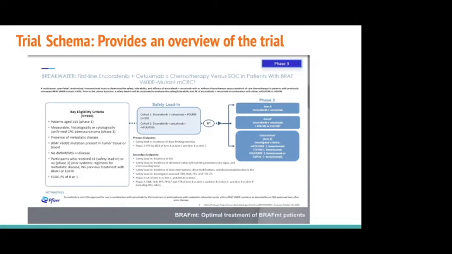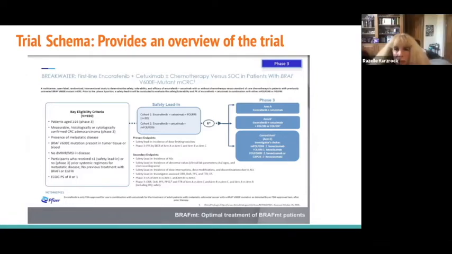Mm-hmm. And then I was wondering about the safety lead-in. When we see that, what are the things that we should keep in mind? Well, I think for the safety lead-in, the reason for that is because they're combining a lot of drugs together. So they're giving classic chemotherapy, but now they're adding in 2 targeted drugs, the encorafenib and the cetuximab. And that's true for FOLFIRI, and that's true for FOLFOX. So they want to know if they can do that safely. And then, will they have to reduce doses, or is there any danger signals for doing that?